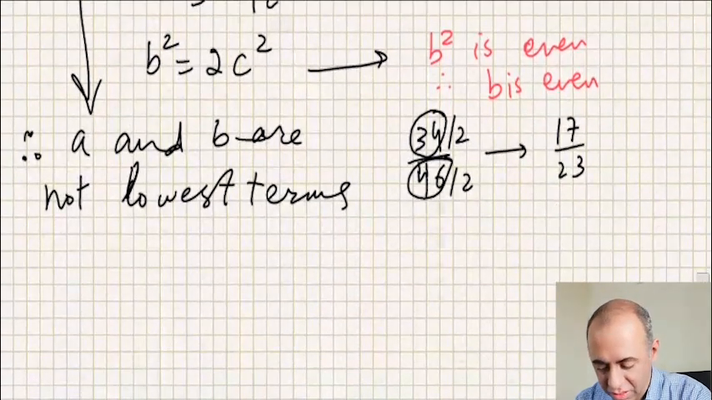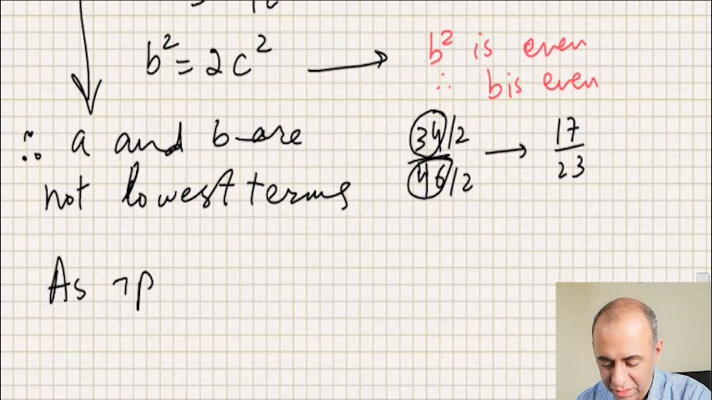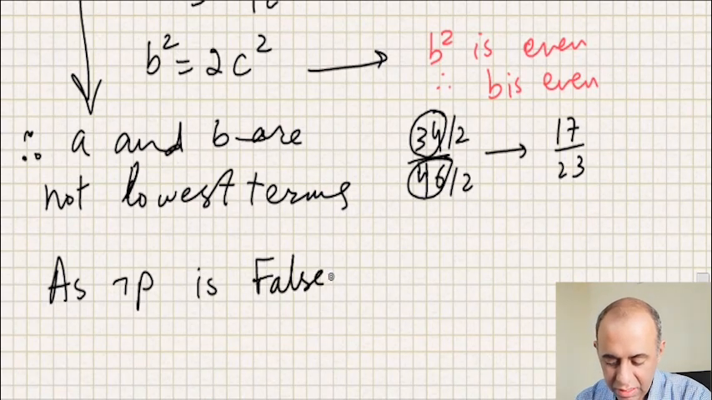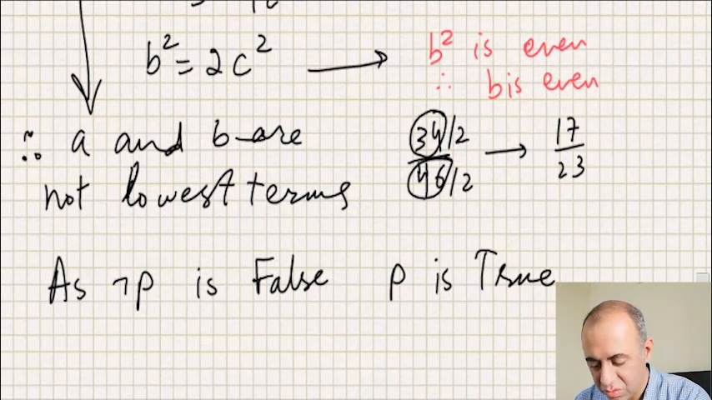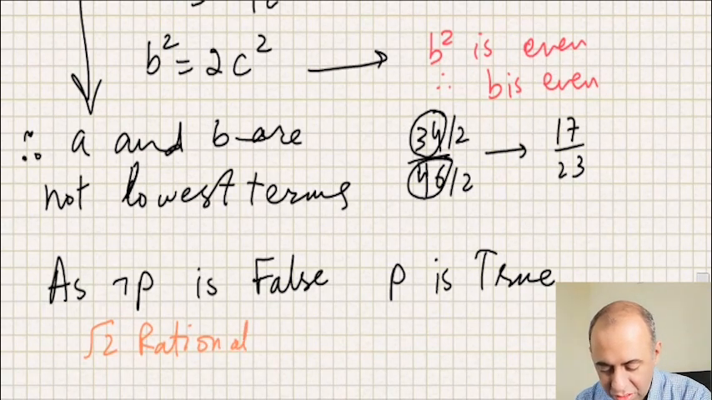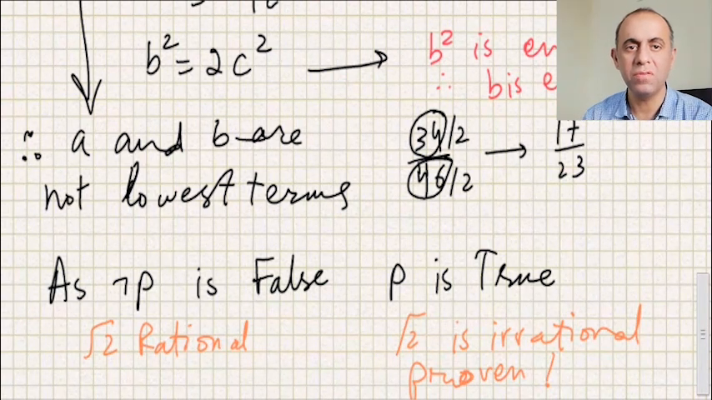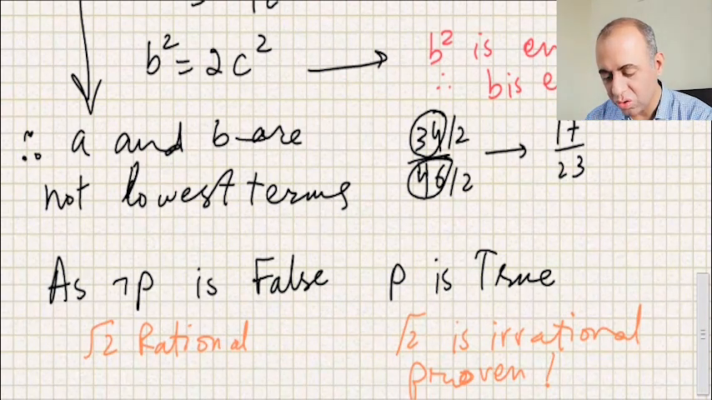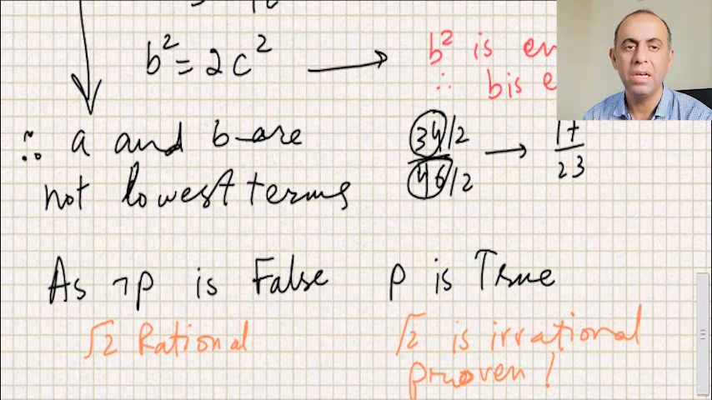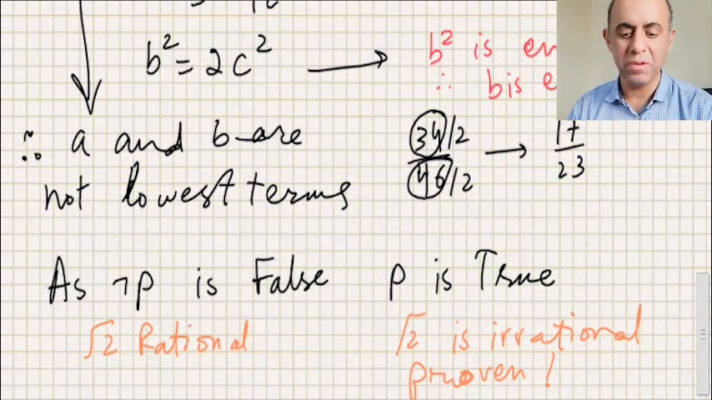And since not P is false, P must be true. And just to remind you of what not P was: that square root 2 is rational, and P was that square root 2 is irrational. So we say that this is proven. This was the proof by contradiction for square root 2 being an irrational number. So square root 2 is an irrational number. We've just proven that, and I hope you understood. If you don't, you can contact me for any questions.